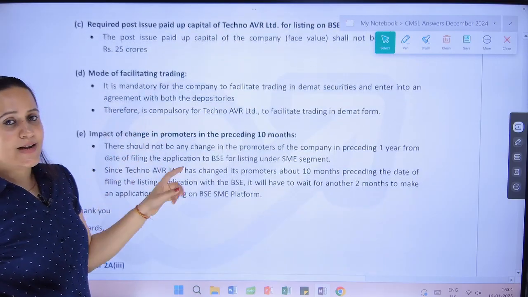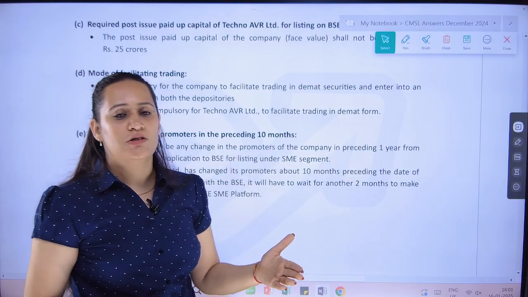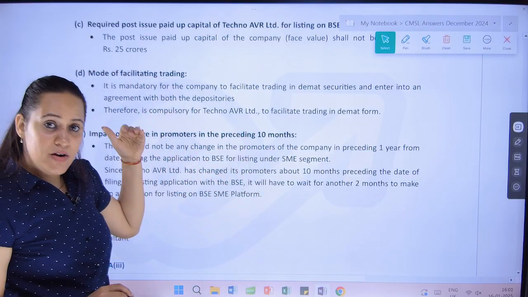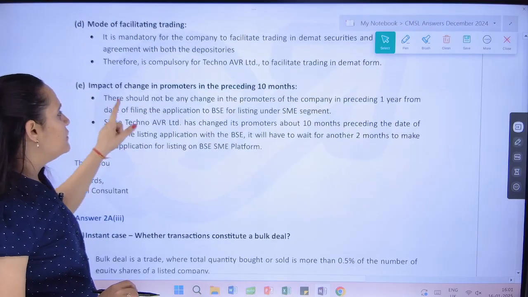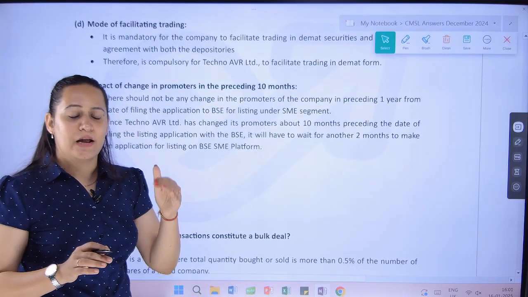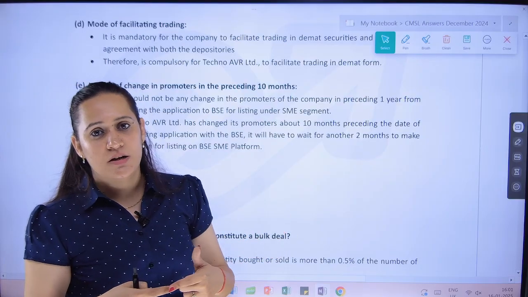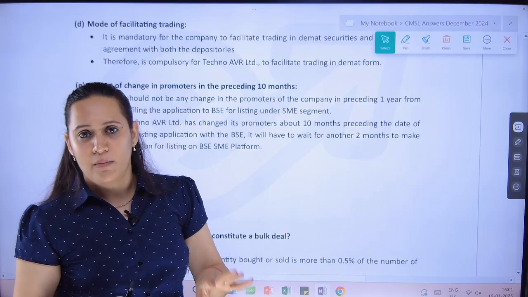Mode of facilitating trading: again, because it is going to be listed on the stock exchange, it should mandatorily be in demat form. Physical trading will not be permitted. Impact of change in promoters: there is a provision that if there is any kind of change in promoters within 1 year before listing, they are not going to permit the listing.